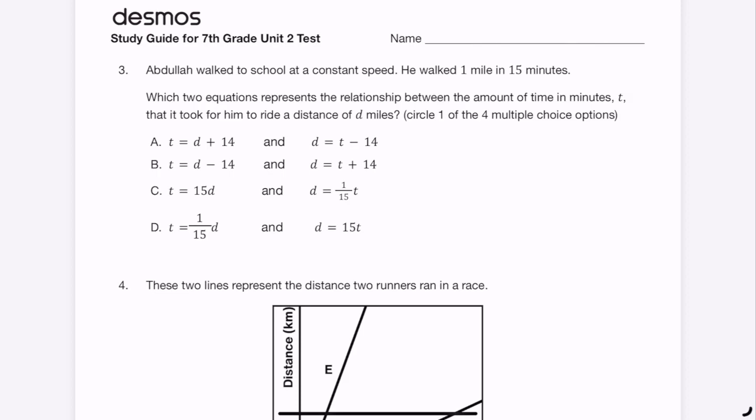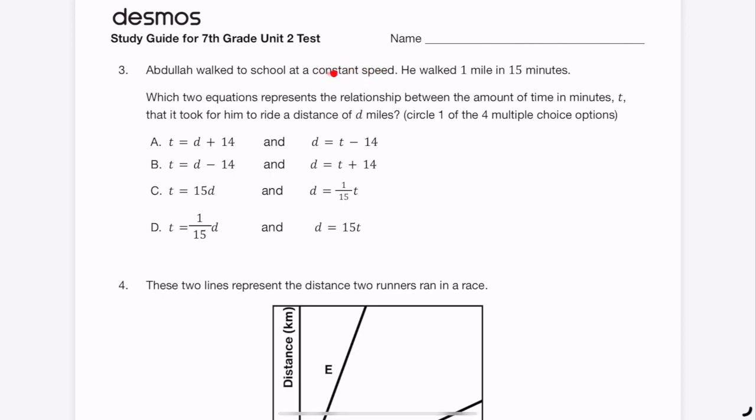There are 2 equations that we can write to represent this proportional relationship. As we see in the options, one of them is going to be in the form t equals. That means we're given the distance and we want to figure out what we do to distance to find the time. The other version is if we're given the time, what do we do to that to find the distance?